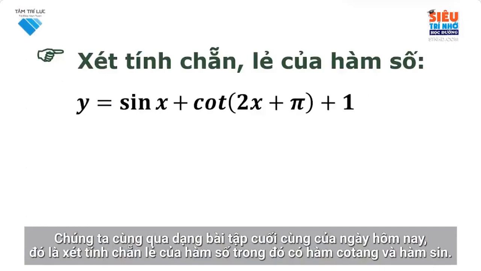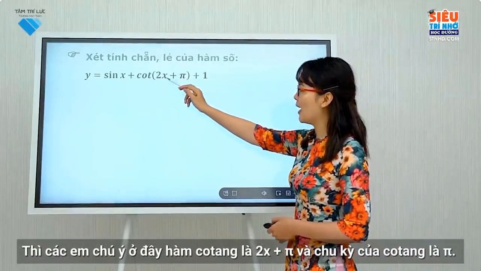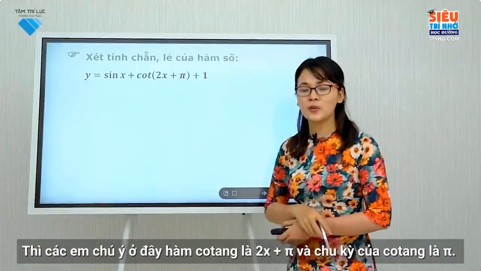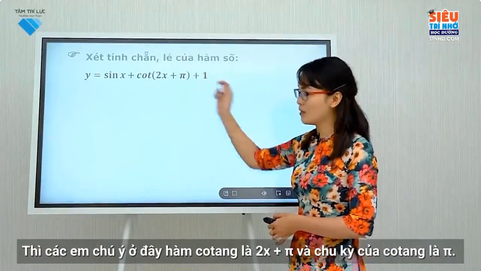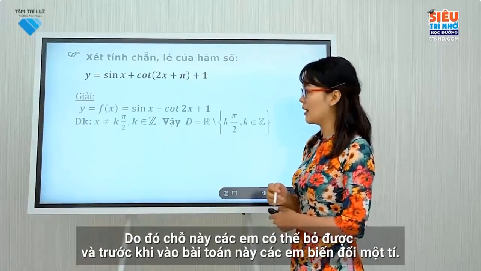Let's move on to the last question type for today. Analyze the parity of a function containing cotangent and sine functions. Let's pay attention to this. The cotangent function is 2 times x plus pi, and the period is pi. Therefore, you can eliminate this.